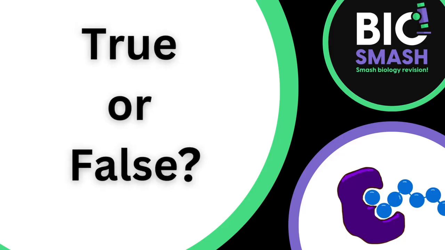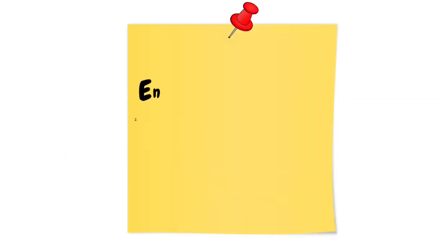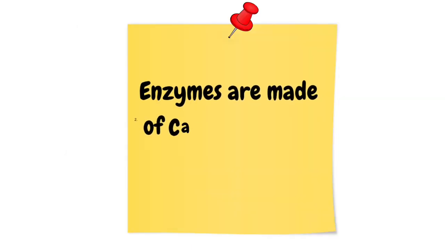It's time for our quiz to check how much you've remembered and understood. I will show you some statements. For each one, you have to decide if it's true or false. Question 1, true or false? Enzymes are made of carbohydrates. The answers come in a second, so pause the video if you need more time to think.